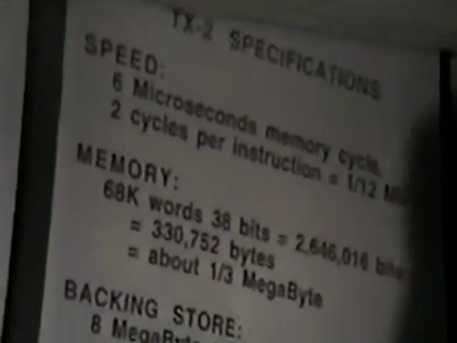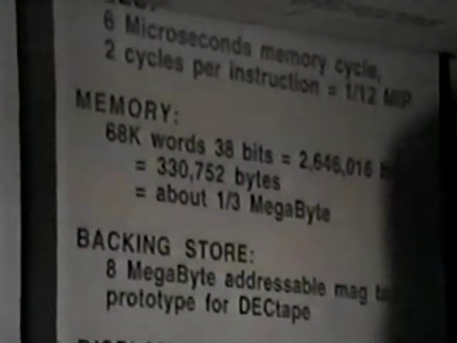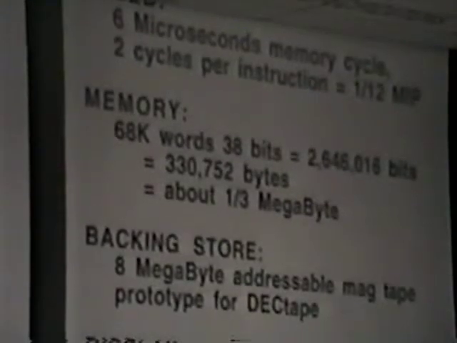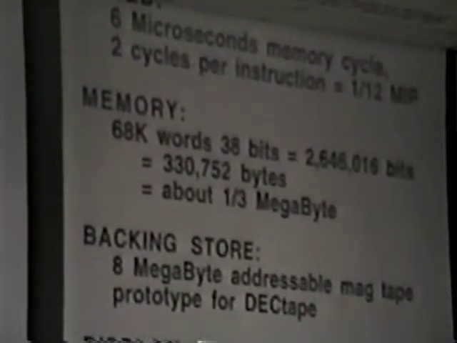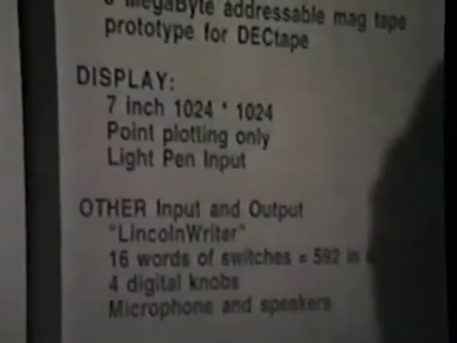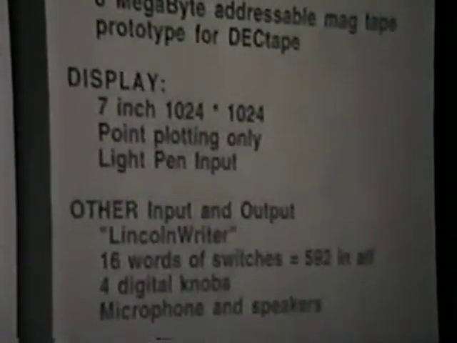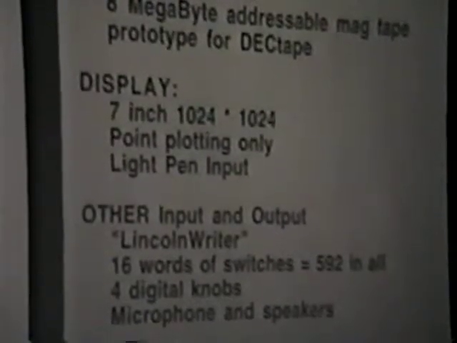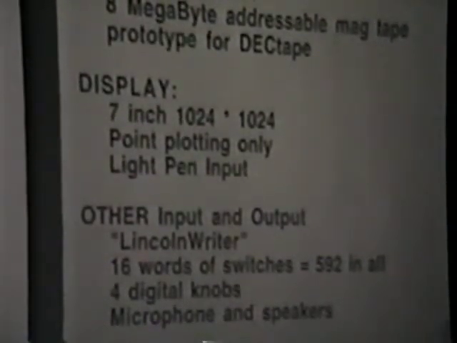Some of the other slides are on my portable Macintosh, and I'll just use that as a contrast for the TX-2. TX-2 was a 12-bit... Now, would somebody like to comment on what's a good number of MIPS for a reasonable portable machine today? A dozen, maybe? And it had 30 megabytes of storage, so it was not overly equipped. And then it had a backing store, which was 8 megabytes of addressable mag tape.